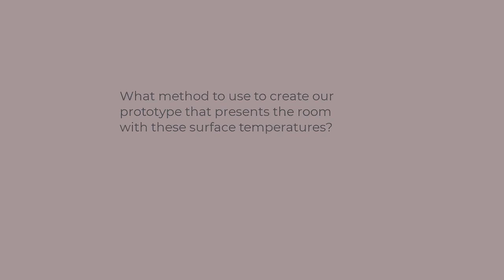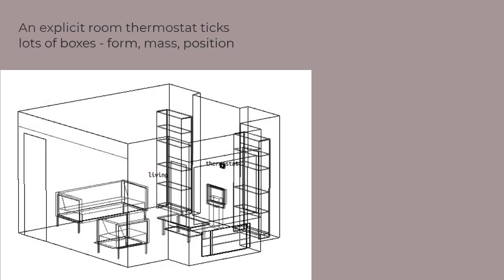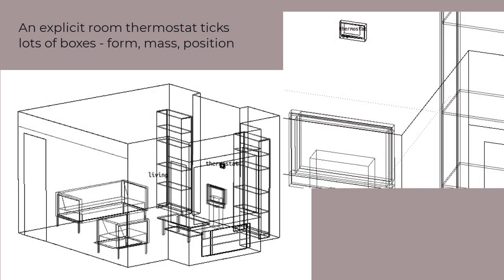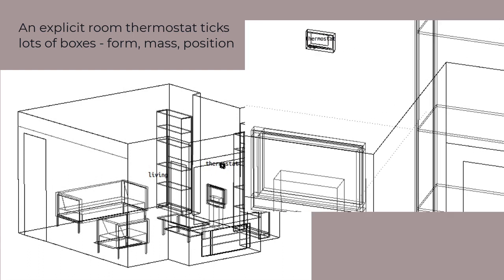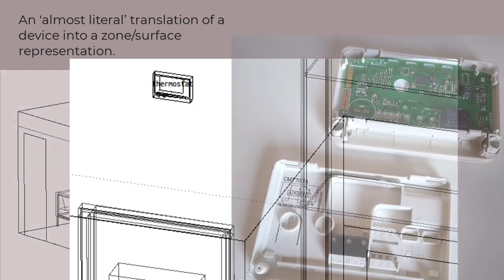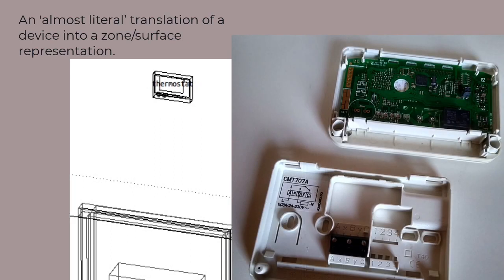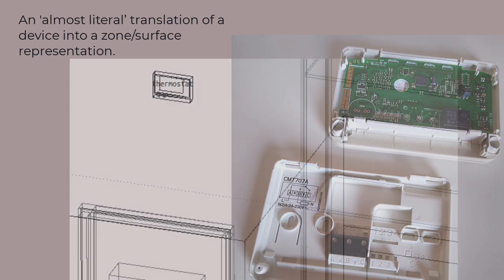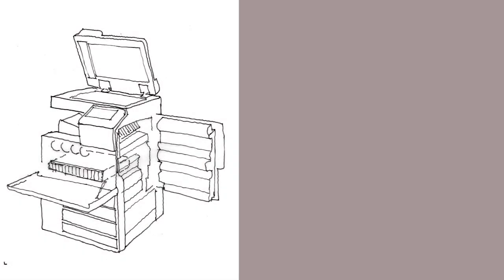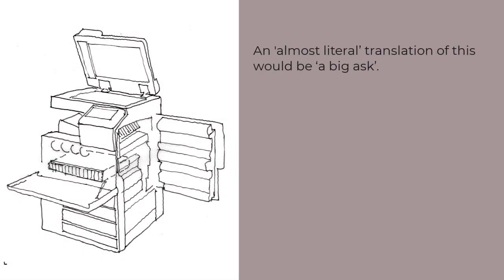Well, we have an explicit model of a room thermostat, which has a case, circuit board, and a tiny surface that acts as the sensor. It's an almost literal expression of the physical device, which captures most of the heat flow paths within the sensor and the room. It's sensitive to transient sun patches, as well as to the inertia of the wall that it's actually mounted on. A photocopy machine, on the other hand, is one or two orders of magnitude more complex geometrically and thermophysically. To be almost literal, that would be a big ask. Perhaps a bit of abstraction is warranted.